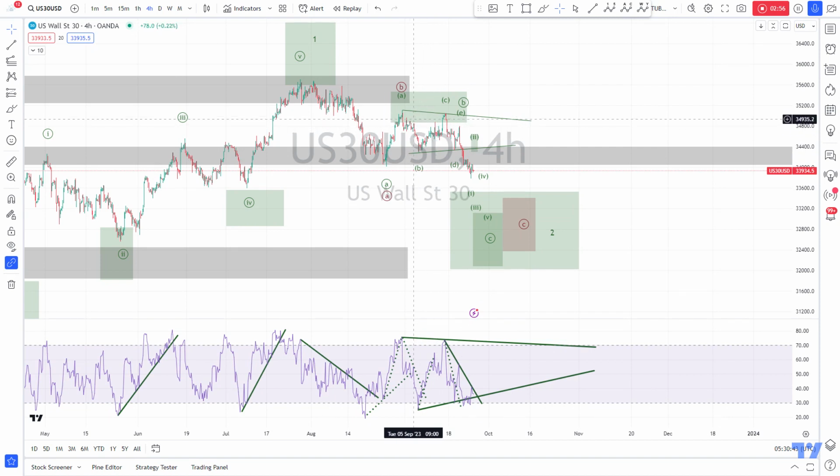So the conclusion is, if this has to be a wave C, the internals do not really support a wave C, I would say, or an impulse wave. So therefore, I favor here the A, B, C scenario. Now, if our wave C starts here, then we should have a wave 1 and then 2, 3, 4, 5 down into this area here.